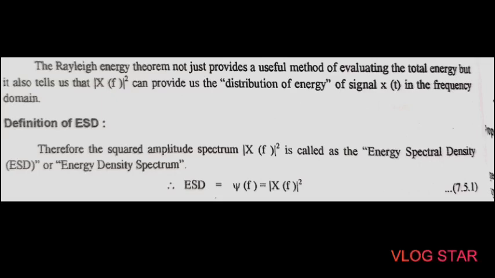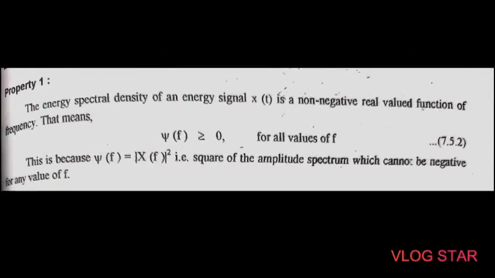It is basically denoted by psi of f symbol, which is equal to mod of X of f square. Okay, so this is the energy spectral density function. Then there are some properties of the ESD. Let us see the first property.